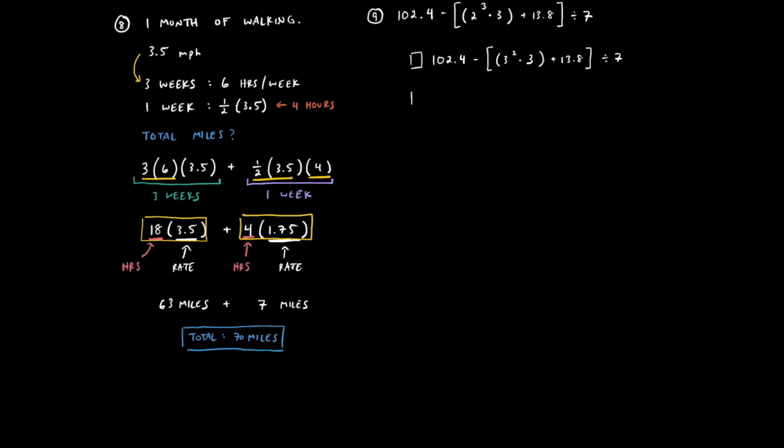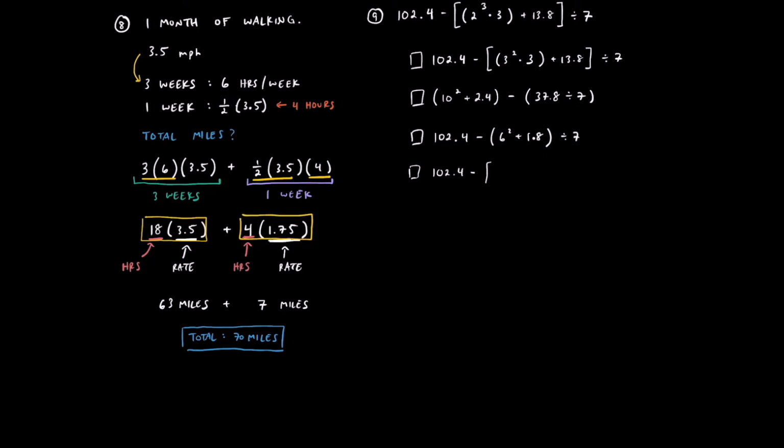And then let's see another option here. Let's do 10 squared plus 2.4 minus the quantity of 37.8 divided by 7. Here's a third one. Third one here is going to be 102.4 minus the quantity of 6 squared plus 1.8 divided by 7.